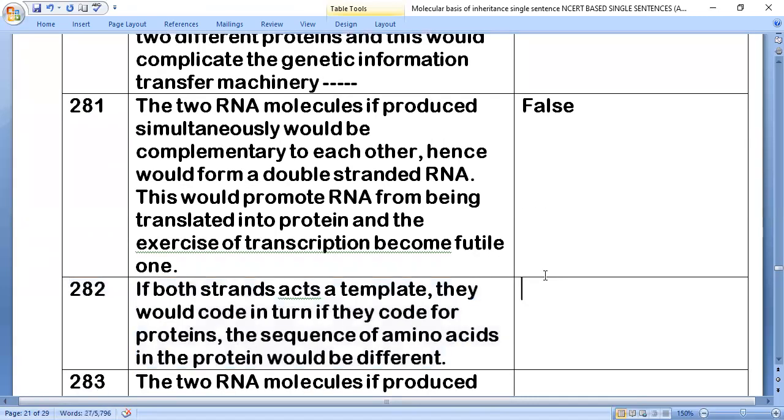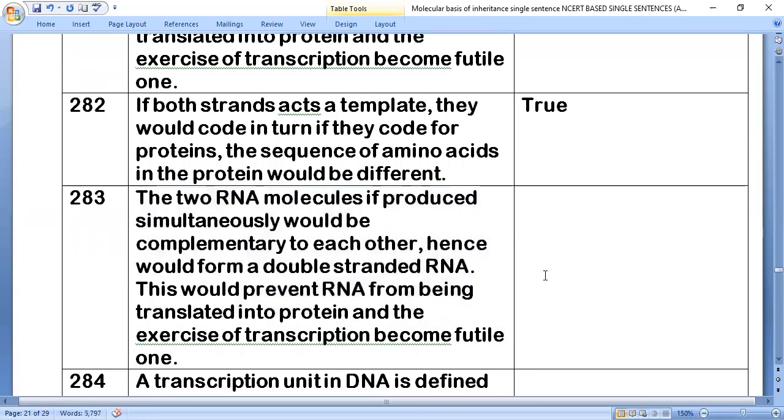False. If both strands act as a template, they would code for RNA molecules, and if they code for protein, the sequence of amino acids in the protein would be different. True. The two RNA molecules, if produced simultaneously, would be complementary to each other, hence would form double-stranded RNA. This would prevent RNA from being translated into protein, and the exercise of transcription would become futile. True.